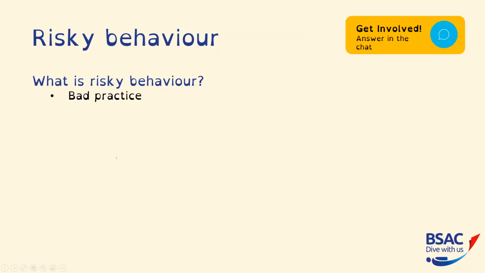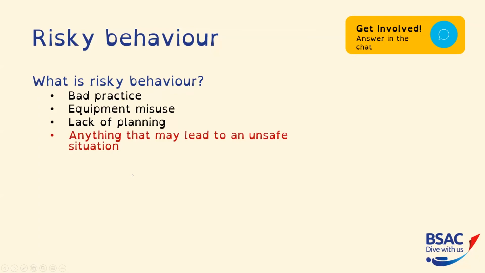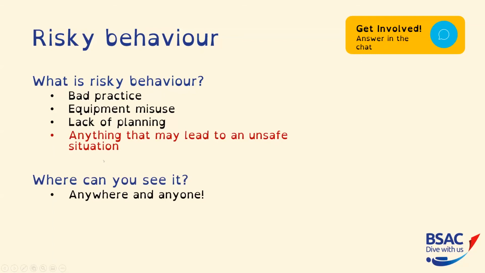All these can be categorized into a number of things, can't they? Chris has said "2 meters more, it'll be okay," which is essentially the same as James is saying, too much confidence. So we've got bad practice, using the kit wrong, lack of planning, but essentially anything that might lead to an unsafe situation. Where can you see these things? Anywhere and on anyone. It might be that they're inexperienced, or it could be overconfidence.